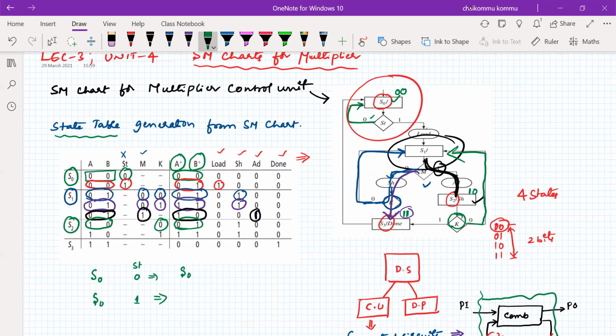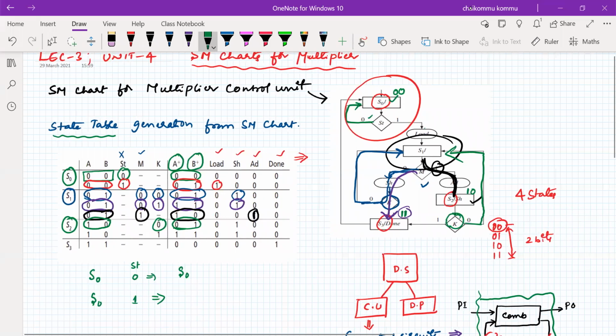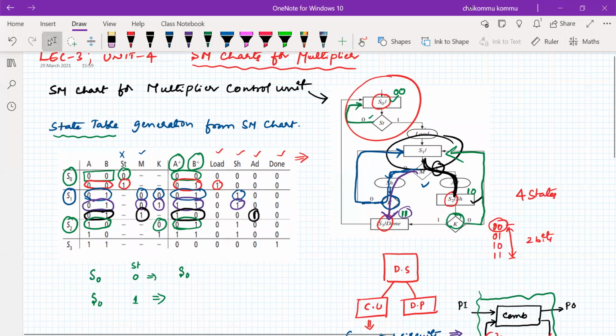But remember, is there any signal that has to be generated? Just remember that if you are in the S2 state, SH is equal to 1. Whenever you are in the S2 state, by default you have to fix SH equal to 1. Okay, and the remaining things are going to follow. So here also 1 0, K is equal to 1, and you should go to K is equal to 1.